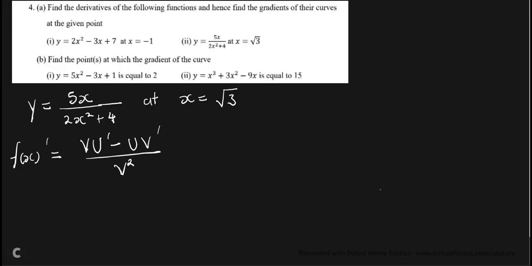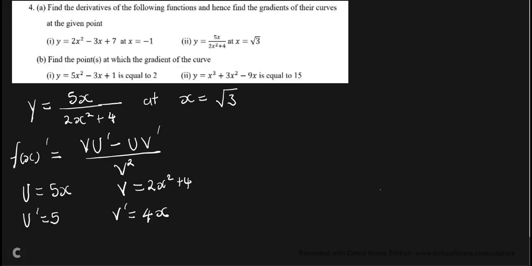Now, on the given equation, the top part is u all the time. So the top part, 5x, is u. Then the bottom part all the time is v, so it is 2x squared plus 4. Such that your u prime here is 5. Then your v prime in this situation is 4x. Just like that, right?